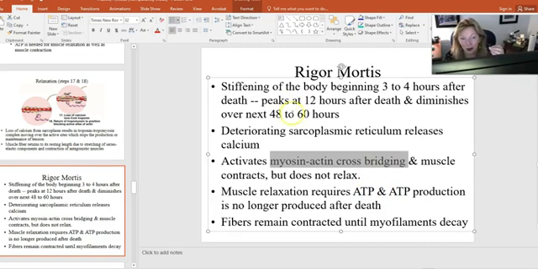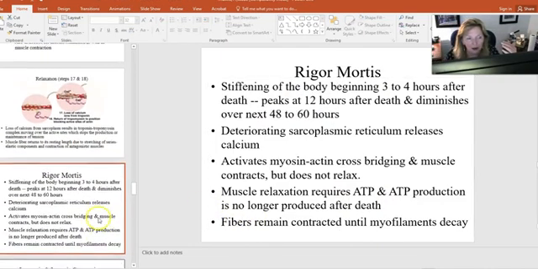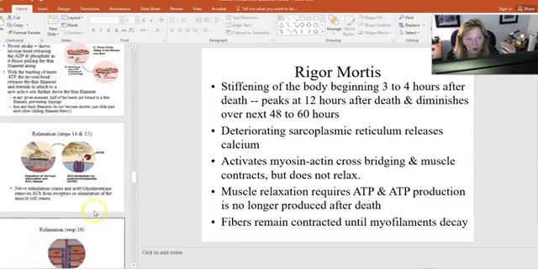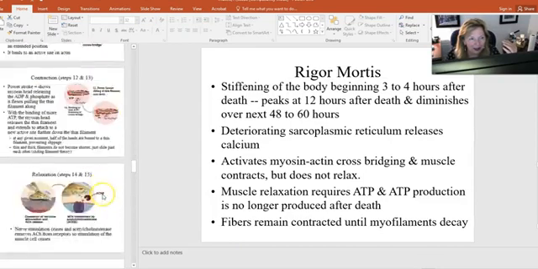The reason that the cross bridges eventually break after a certain amount of time is that they just break down on their own after a certain period of time. So then you have gone through what is considered to be full rigor mortis. So this is why that is happening, how it happens.